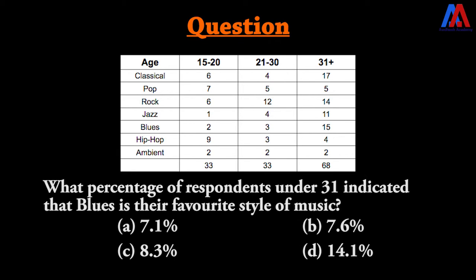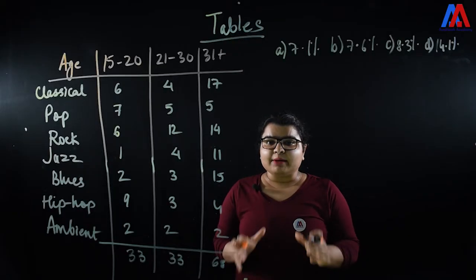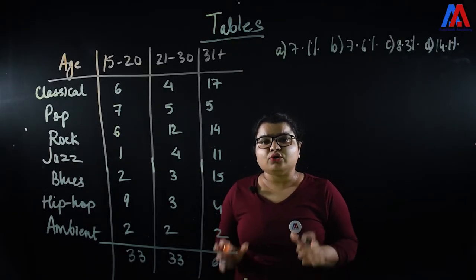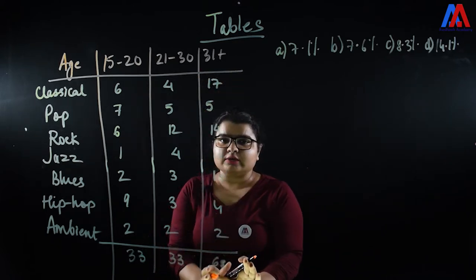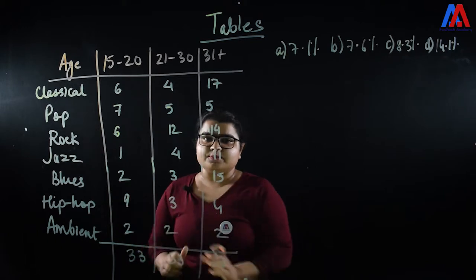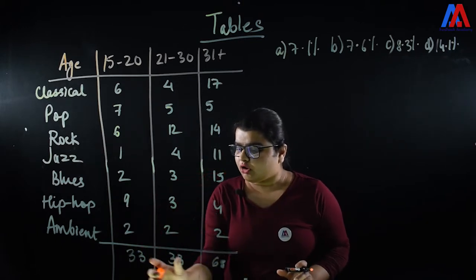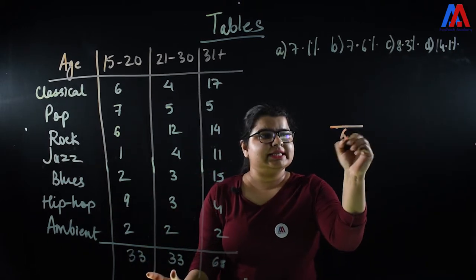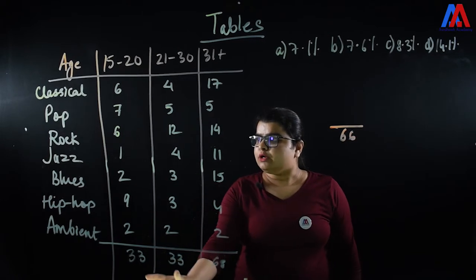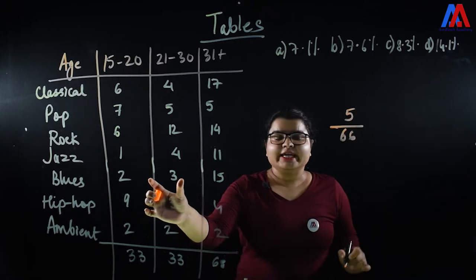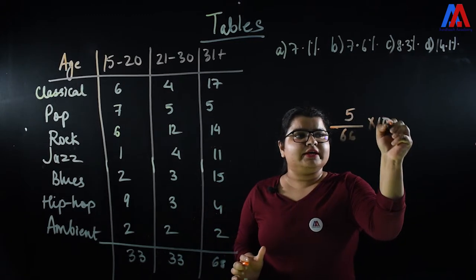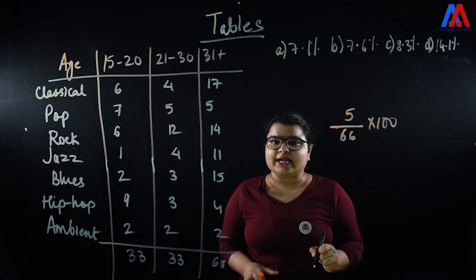What percentage of respondents under 31 indicated that blues is their favorite style of music? So first of all, our sample space will consist of people below 31. That is, we do not need to calculate this column, we will only consider these two columns. So the total of these two would be 66. Then the people who like blues are 5 over here. So we get 5 upon 66 into 100, and this is the percentage we need to calculate.